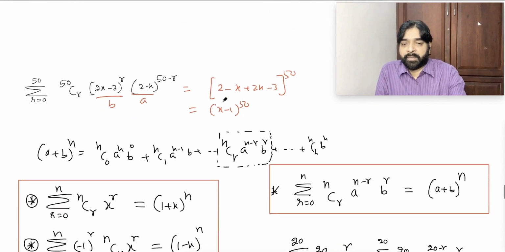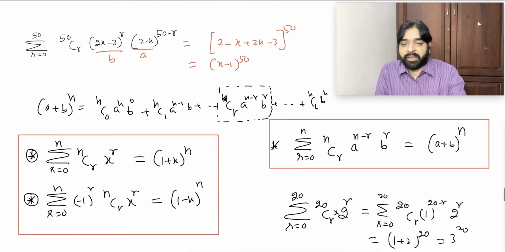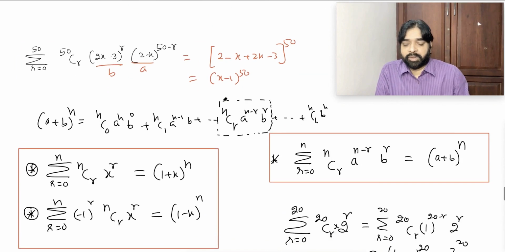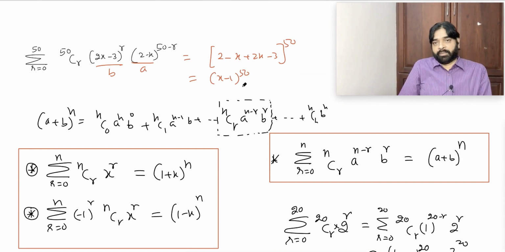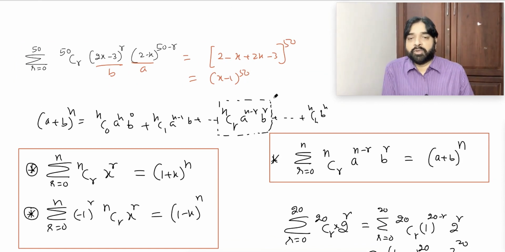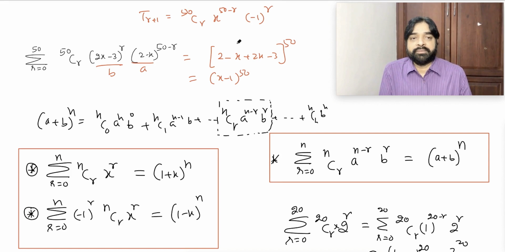Okay. Coefficient of x power 31. So now this is (x minus 1) power 50. What is the coefficient of x power 31? Suppose the T(r plus 1)th term. The T(r plus 1)th term will be what? 50Cr into x power 50 minus r into minus 1 power r. Have you all understood how I wrote this bracket? From this bracket, the r plus 1th term I am talking about. The r plus 1th term will be this.